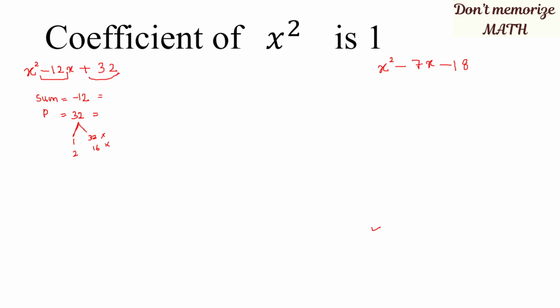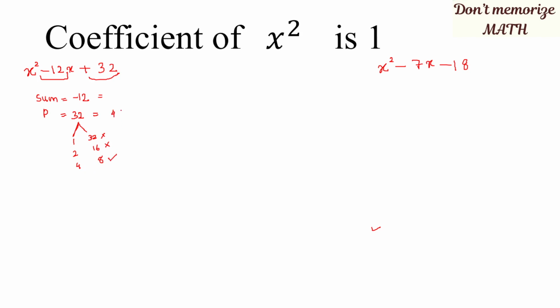Okay, so this is not the pair. Then third, you can write 3 and 32, we don't have. So 4 and 8, 4 times 8 is 32. Okay, so 4 and 8, what is 4 plus 8? 4 plus 8 is 12. So this is the correct pair.